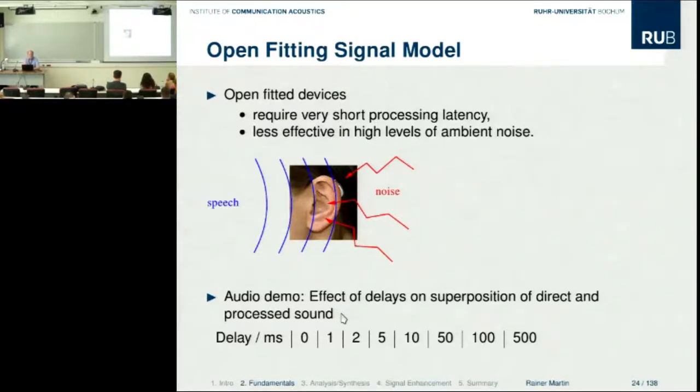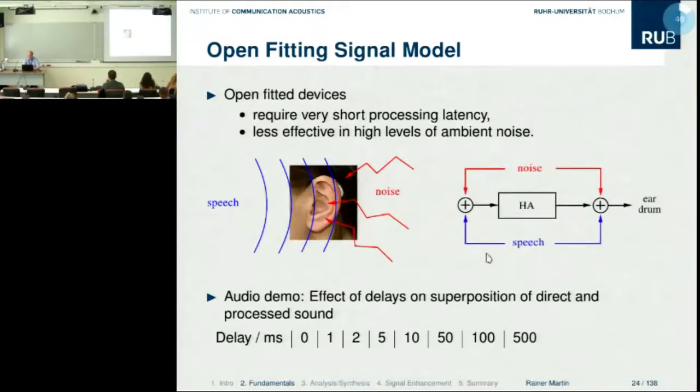the constraint here really is not the synchrony with, for example, lip movements, which would also be an aspect, because you don't want to delay the processed signal so much that you're asynchronous with lip movements, but that would only be for delays of 50 milliseconds and above. So here, really, the constraint is much lower and given by the superposition effects that you need to take care of.